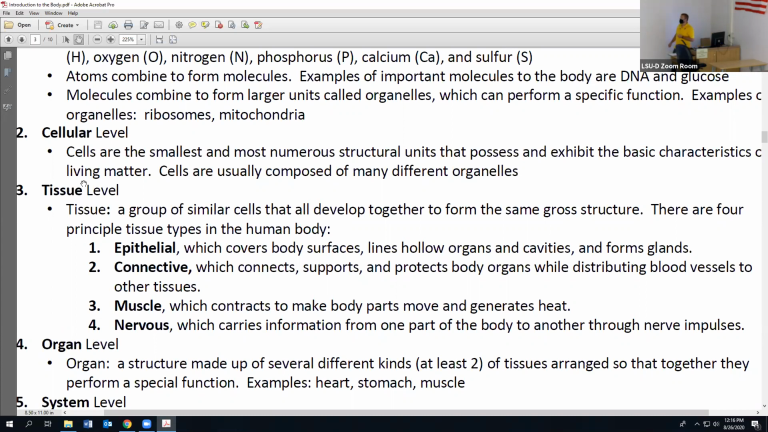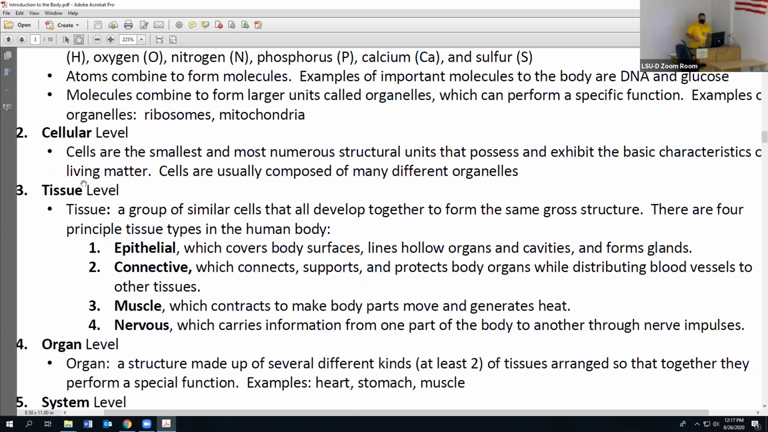The cellular level, cells are described as the smallest and most numerous structural units, possessing and exhibiting the basic characteristics of living matter. Some organisms like that bacteria I was talking about are a single cell, and that's it. That's as complex as they are. We are super complex. We began our life as a single cell, and here we are as adults, fully grown, made up of trillions upon trillions of cells. That one cell became two, which became four, and on and on.